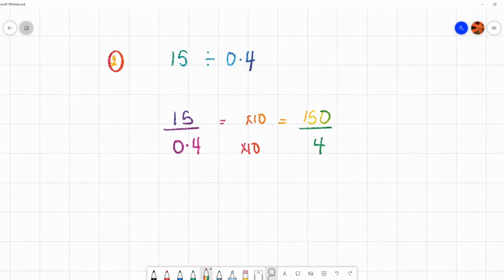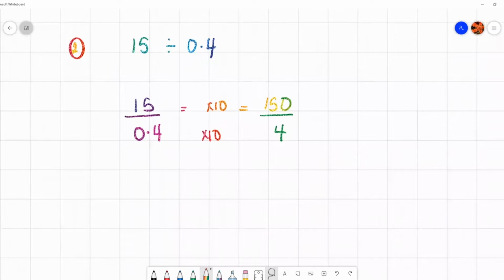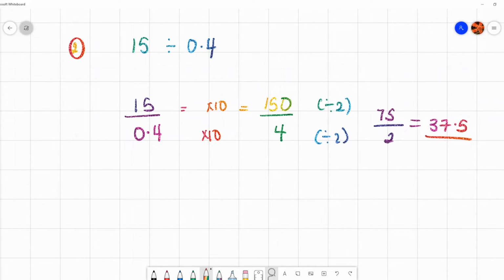Now, you have two choices here. You could either do 150 divided by 4, which is quite simple and straightforward, or you can simplify the fraction. I'll halve. Okay, I know half of 4 is 2, and half of 150 is 75, isn't it? Now, 75 divided by 2, I can do. So you can do the step method, or you might know it in your head. But 75 divided by 2 is 37.5, and that is your answer. That 15 divided by 0.4 is 37.5.